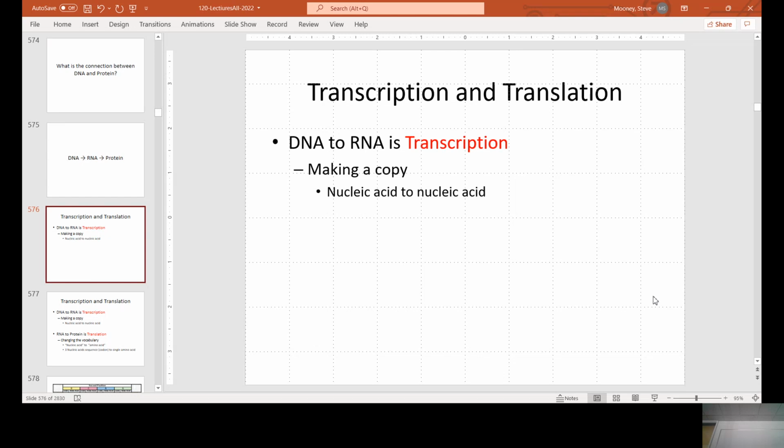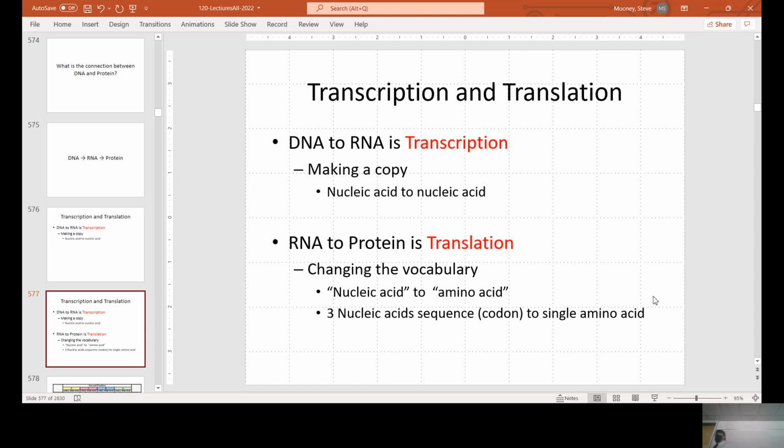The DNA to RNA step is called transcription. We are transcribing. We are making a copy. And the language is nucleic acid to nucleic acid. So we're speaking the same language as we move from one to another. We're making copies using the same language.